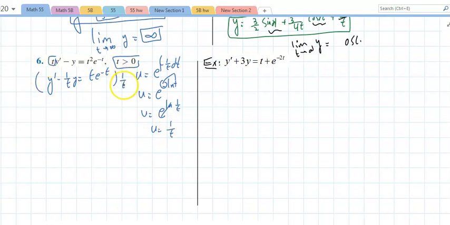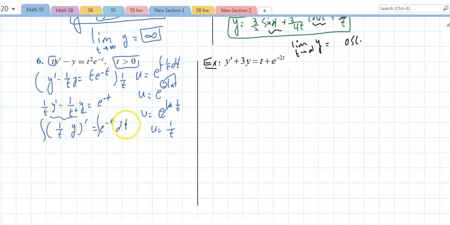Multiply this by 1 over t. This would be 1 over t y prime minus 1 over t squared y equals e to the negative t. This is simply the product rule of what? Of y and 1 over t. If you take a derivative to verify that, if you integrate with respect to t, you will get 1 over t y equals negative e to the negative t plus c. Y would equal negative t e to the negative t plus ct.